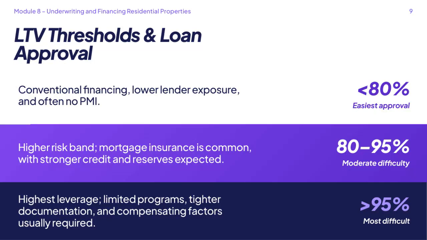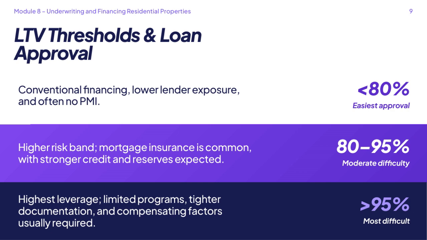Here we're looking at loan-to-value thresholds and how they impact loan approval. First, when the LTV is under 80%, this is conventional financing territory. It means lower lender exposure and usually no private mortgage insurance, making approval the easiest here.